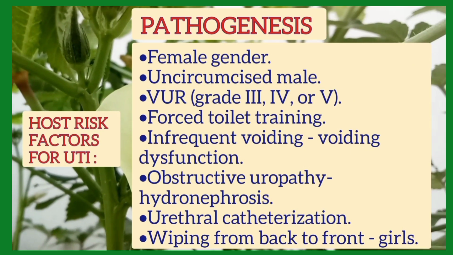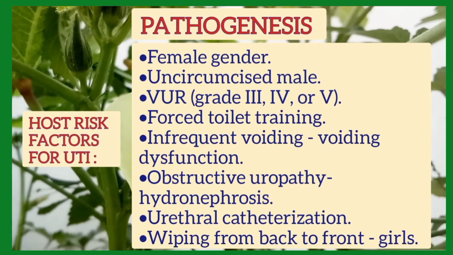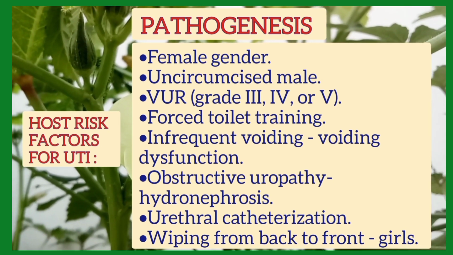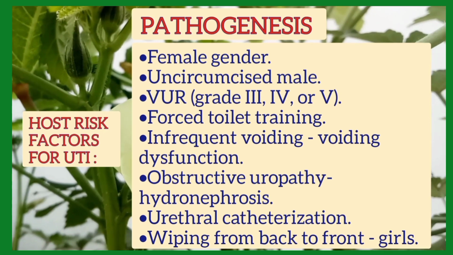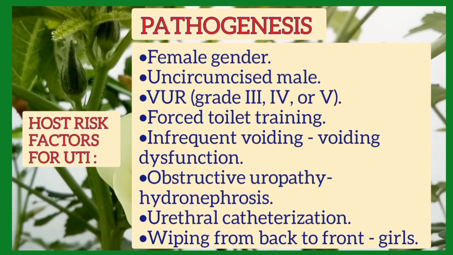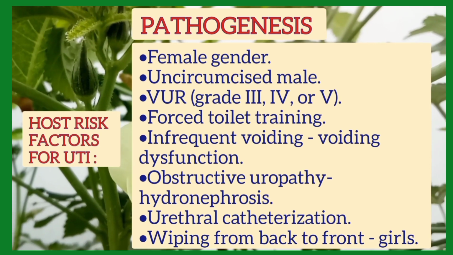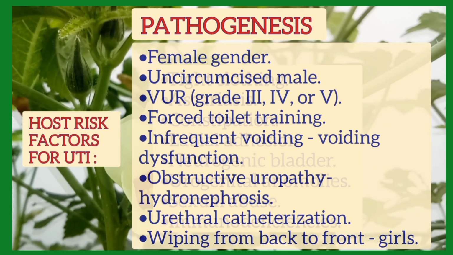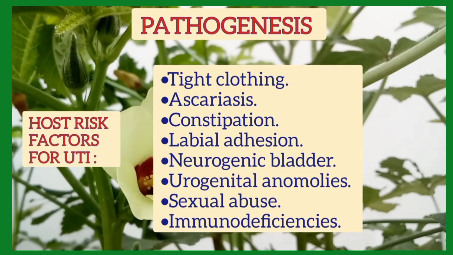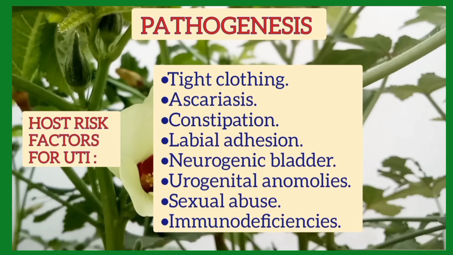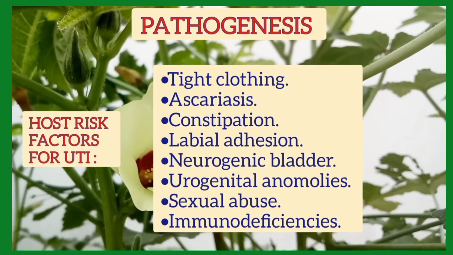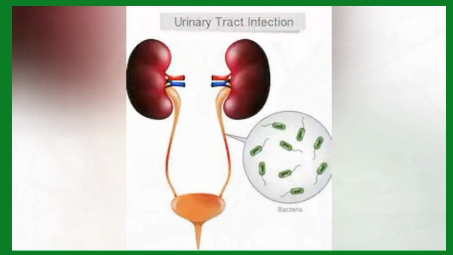Now, risk factors for UTI. These include female gender, uncircumcised male, vesicoureteral reflux, especially grade 3, 4 or 5, forced toilet training, infrequent voiding, obstructive uropathy, urethral catheterization, and wiping perineum from back to front. Other factors include tight clothing, Escherichia infection, constipation, labial adhesion, neurogenic bladder, urogenital anomalies, sexual abuse, and immunodeficiencies.